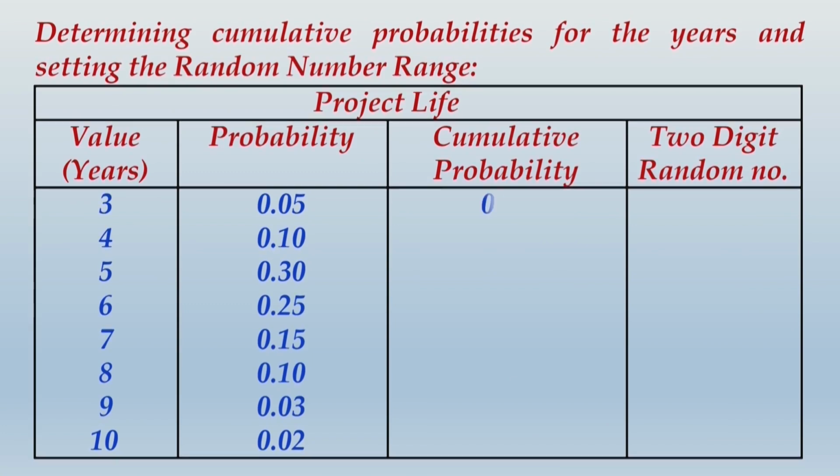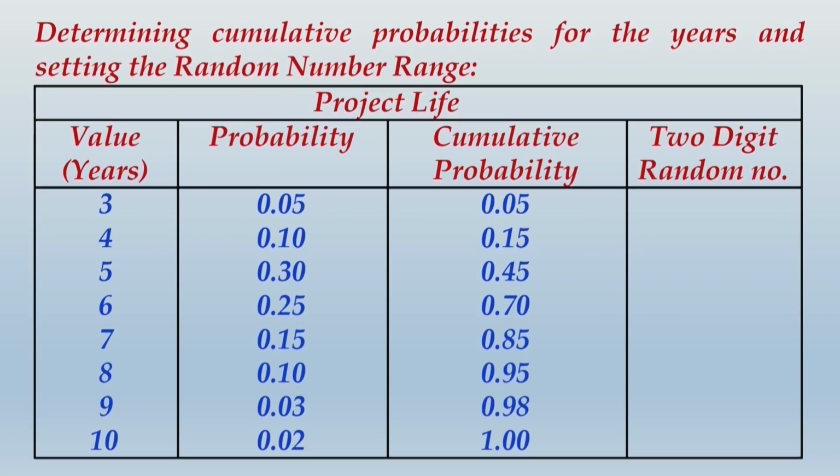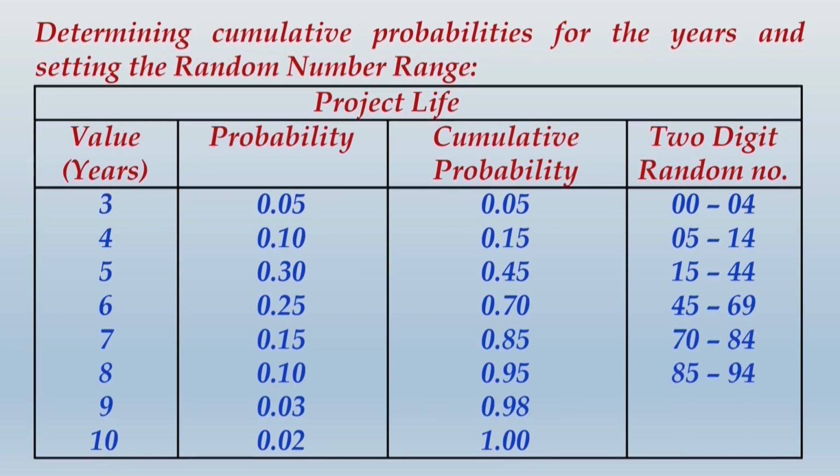So the cumulative probabilities are 0.05, 0.15, 0.45, 0.70, 0.85, 0.95, 0.98 and 1.00. Based on the cumulative probabilities, the 2-digit random number range that you should have identified will be 00 to 04, 05 to 14, 15 to 44, 45 to 69, 70 to 84, 85 to 94, 95 to 97 and 98 to 99. These will be the random number ranges. So please check your answers and then I take you ahead.